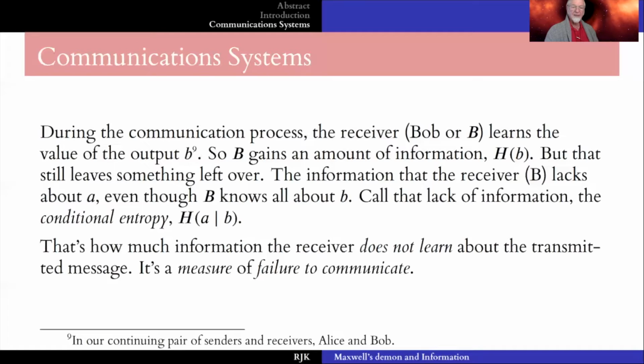And that still leaves something left over: the information that the receiver lacks about A, even though Bob knows all about B. This is what's called the conditional entropy. This is the entropy of A given B. And this is how much information the receiver does not learn about the transmitted message. It's a measure of failure to communicate. Is this all clear?